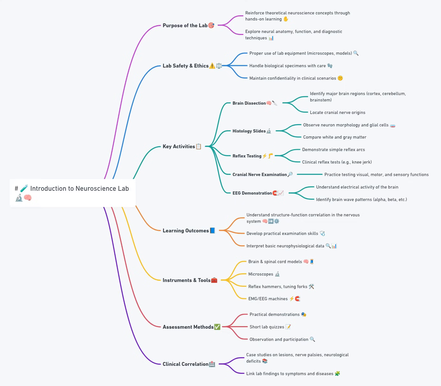Its surface has tightly packed parallel ridges called folia. Observe the midline structure known as the vermis and the two lateral cerebellar hemispheres. The cerebellum plays a critical role in coordination, balance, and fine motor control.